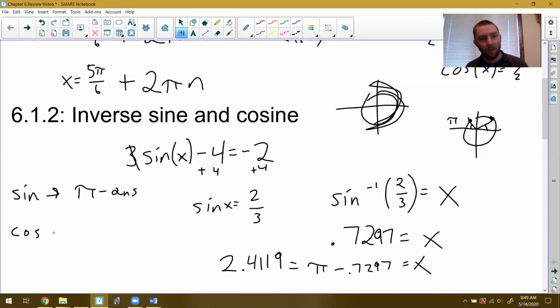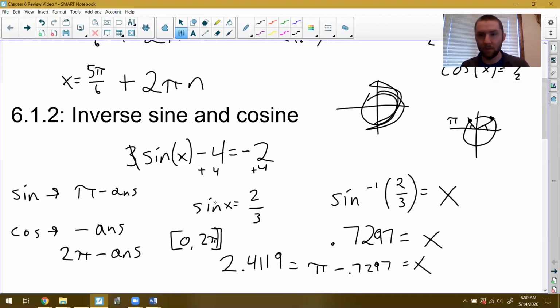For cosine, we have 2 options, right? We can either simply do the negative version of the answer, okay, just to go the other way, or we can do 2 pi minus the answer if we need our answers to be on the unit circle, okay? So if the problem says anything about between 0 and 2 pi, for cosine, you're going to have to do 2 pi minus the answer. If it doesn't do that and just wants 2 answers or whatever, you can just do the negative version. Or if it wants all the answers, you can do the positive version and the negative version plus 2 pi n, round and round and round, okay?